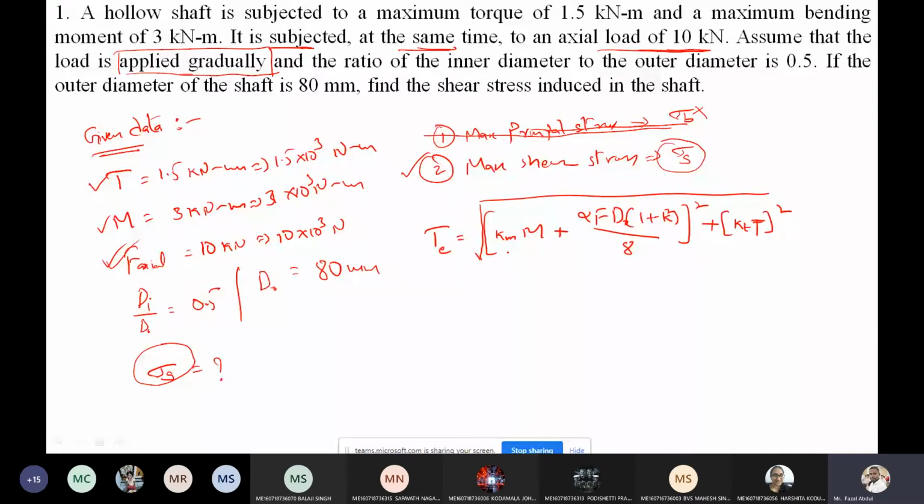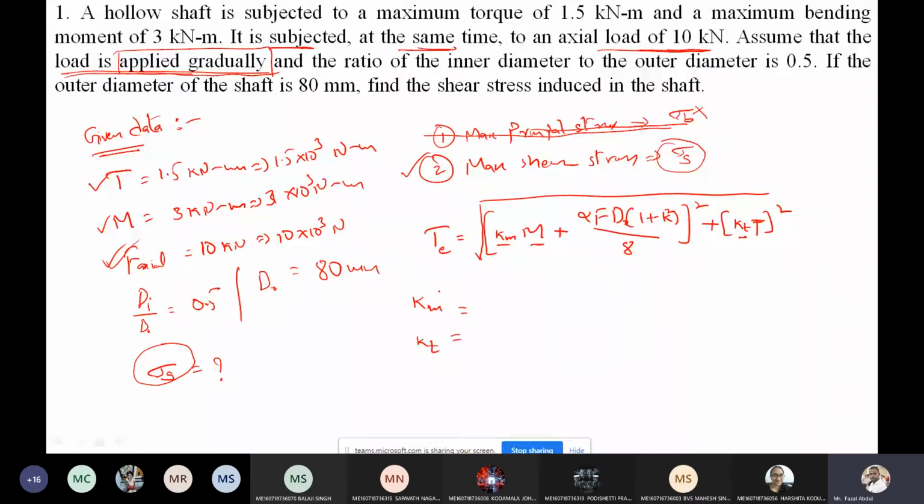Okay. What is M? M is given in the question, 3 into 10 to the power of 3 Newton meter. T value also is given, 1.5 into 10 to the power of 3 Newton meter. Km value, Kt value, why have I written them here? Because in the problem, the load is applied gradually. So for that reason Km, Kt are taken here. Okay. Now what are the values of Km and Kt?